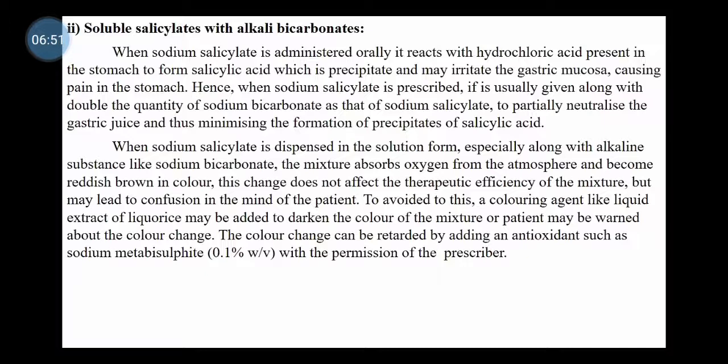तर त्याच्यामुळे पोटदुखी किंवा इरिटेशन गॅस्ट्रिक म्युकोसामध्ये होत असतात. सो हेन्स सोडियम सॅलिसिलेट इज प्रिस्क्राइब usually along with a double quantity of sodium bicarbonate as that of sodium salicylate. तर जेव्हा ही सोडियम सॅलिसिलेट प्रिस्क्राईब केलेलं असेल, त्याच्या डबलची क्वांटिटीमध्ये सोडियम बायकार्बोनेट हे प्रिस्क्राईब केलं गेलं पाहिजे. का? तर to partially neutralize the gastric juice and thus minimizing the formation of salicylic acid.